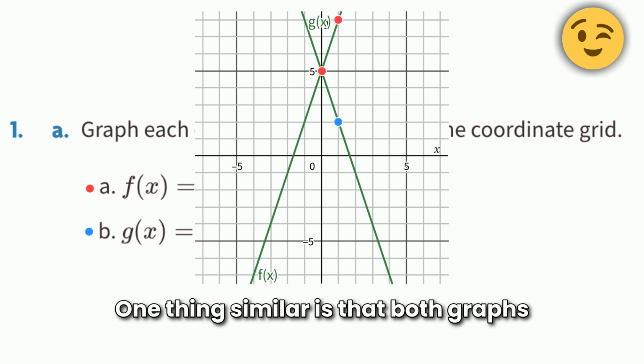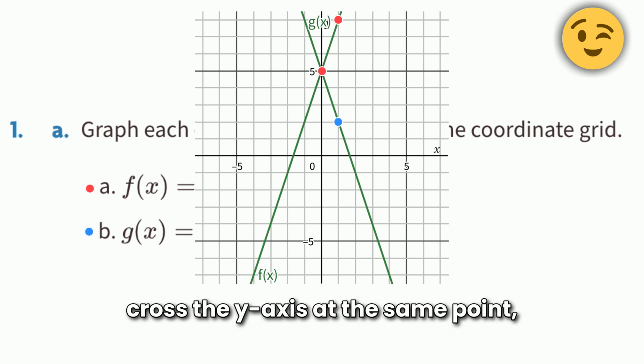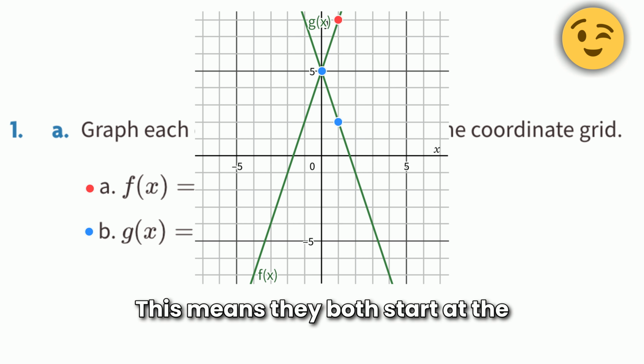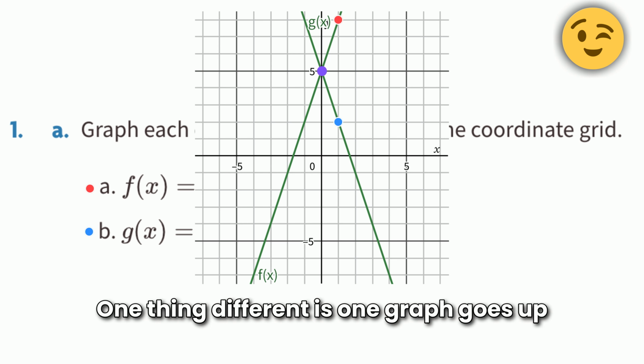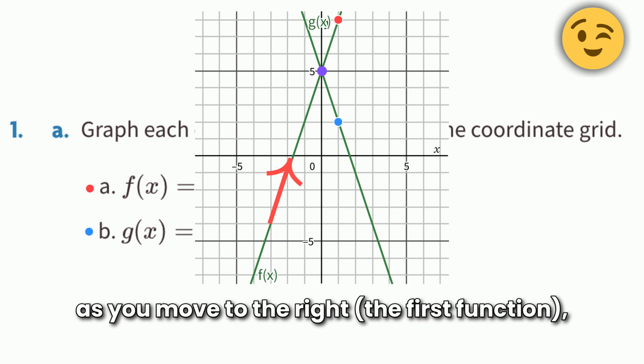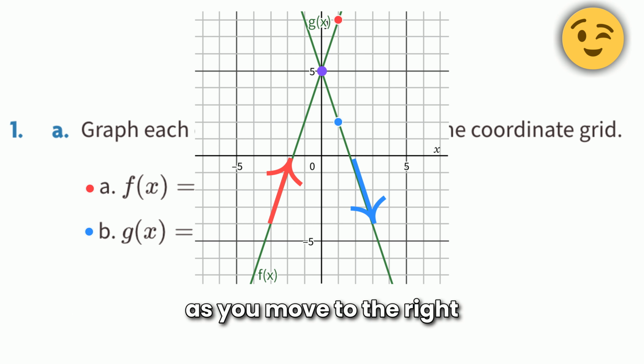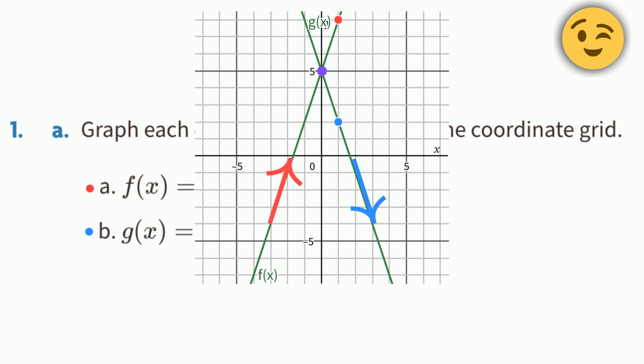One thing similar is that both graphs cross the y-axis at the same point, which is at 5. This means they both start at the same height when x is 0. One thing different is one graph goes up as you move to the right, the first function, while the other goes down as you move to the right, the second function.